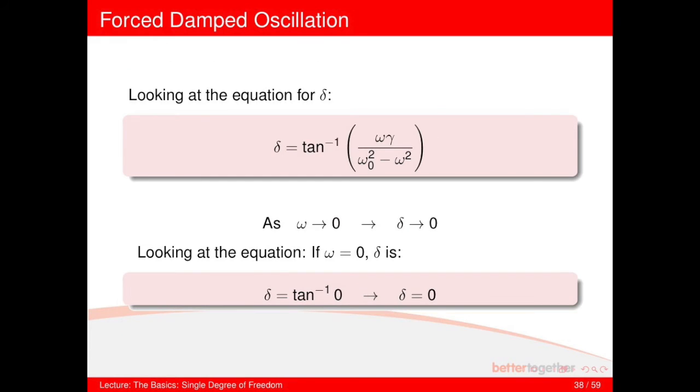What about delta? Well, if we set omega to be 0, then obviously it's an inverse tangent of 0. An inverse tangent of 0 is also 0, because tangent at 0 is also 0. So if omega is 0, delta is 0.